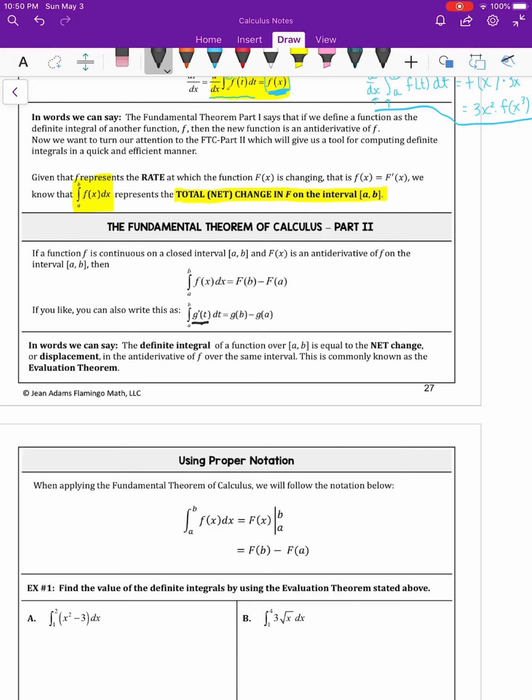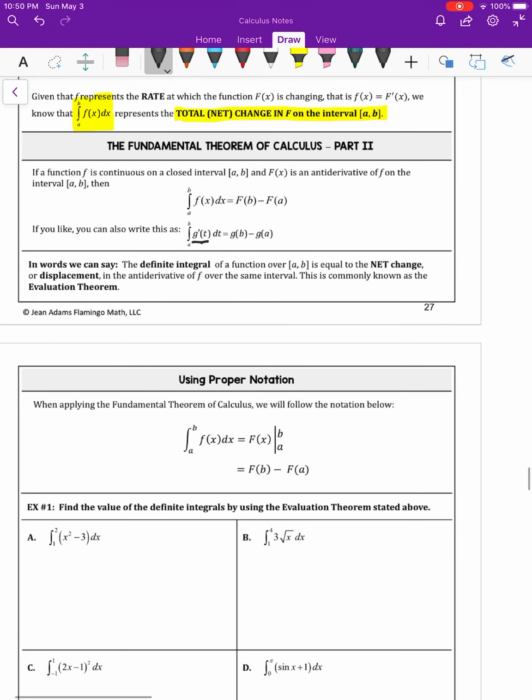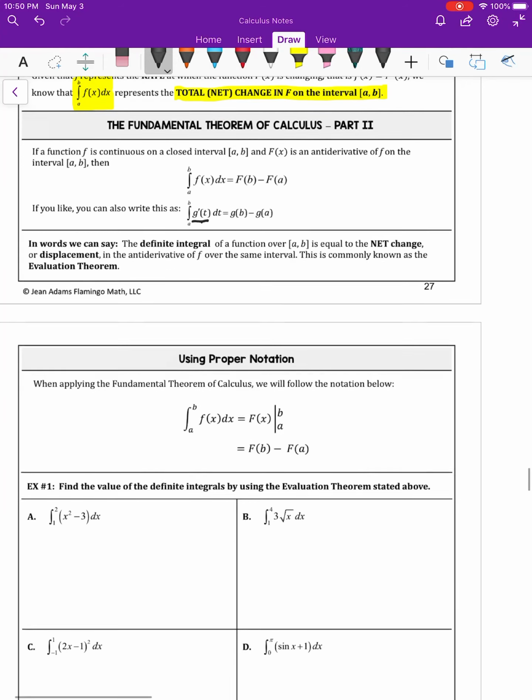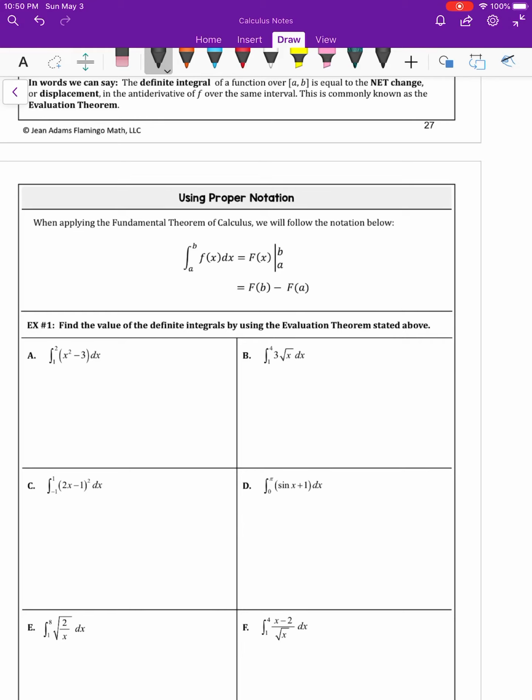Remember what I said, that when you have an integral sign and you're looking at this function right here, it's always the derivative. Your answer is going to be your original function. That's why they put g here, because they're referring to the original function, that if you took the derivative of this g function, you're going to get this g prime that you actually had as the integral function. In words, we can say the definite integral of a function over the closed interval [a, b] is equal to the net change or displacement in the antiderivative of f over the same interval. This is commonly known as the evaluation theorem.